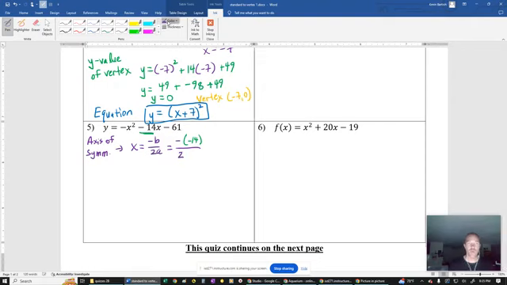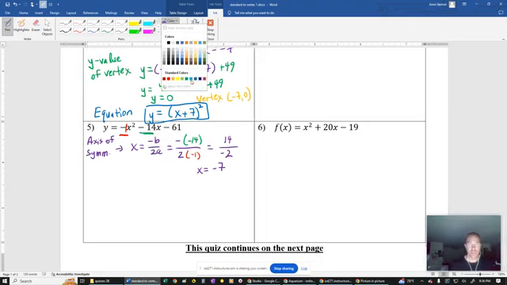2 times, here's a fun one. Remember, you can sneak in a positive 1 there, but with the negative symbol, it's actually a negative 1. So 2 times a is negative 1. And so we get here, negative 14 is a positive 14, and 2 times negative 1 is negative 2. It's the same as the previous problem. We get x equals negative 7 as the axis of symmetry, as the x value of the vertex.